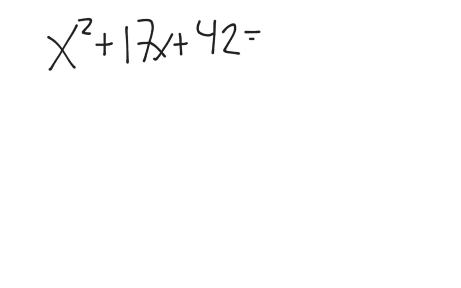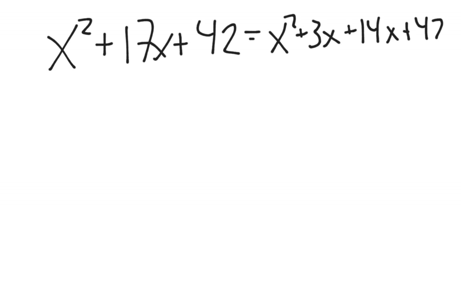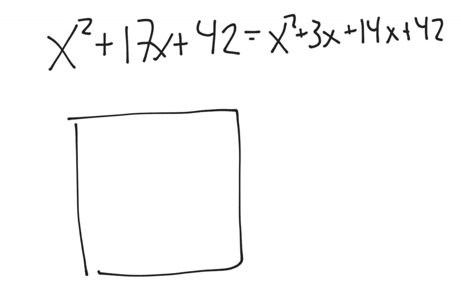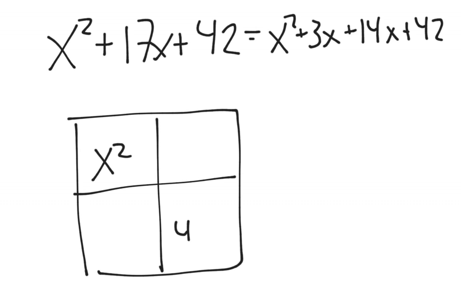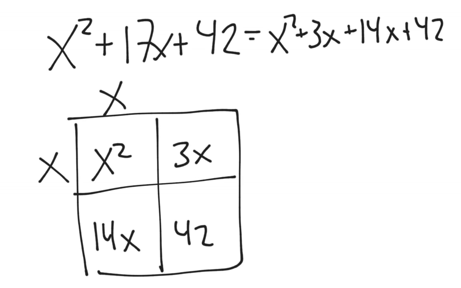That means that I'm going to change x squared plus 17x plus 42 to x squared plus 3x plus 14x plus 42. I'm going to make that box diagram. Fill in x squared in the top left, 42 in the bottom right. Then I'll put 3x and 14x on the sides. I know to multiply to x squared, I need x times x, so I'm going to put those in right away.